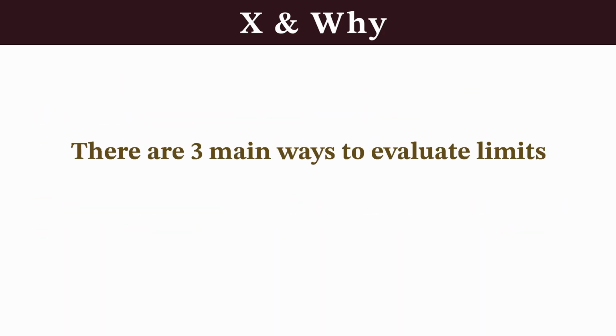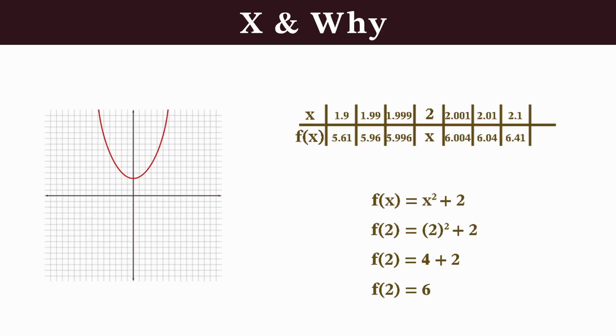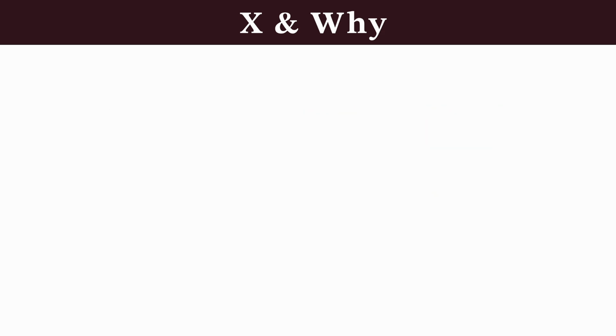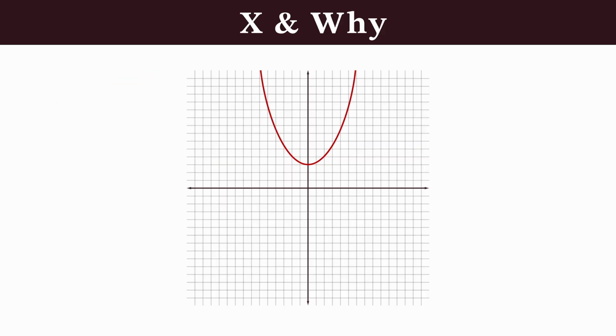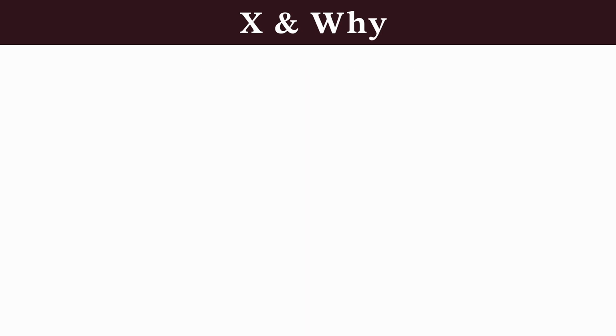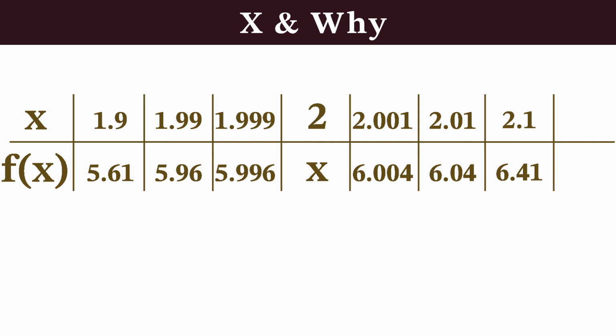There are three main ways to evaluate limits. We can use graphs, tables, and algebra. Start with a simple example. The limit as x approaches 2 of the function f of x equals x squared plus 2. Graphically, use a graphing utility to observe the behavior of the function as x approaches 2 from both sides. Numerically, make a table of values that approach 2 from the left and right. If the y values get closer to a single number, that number is the limit.